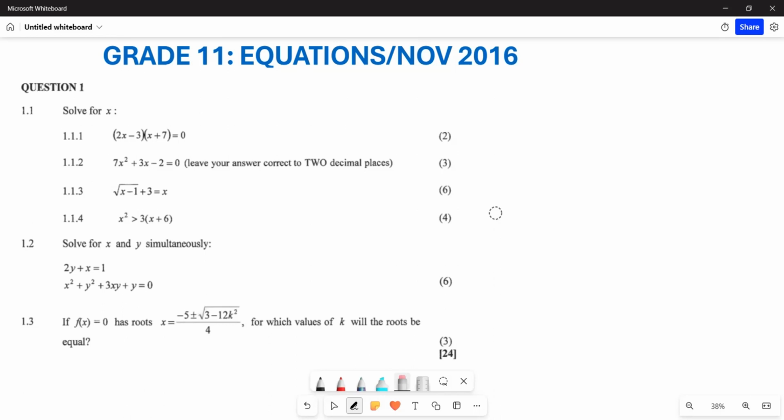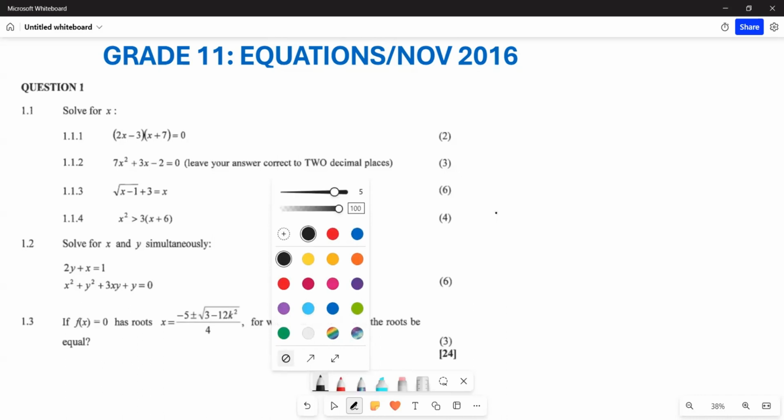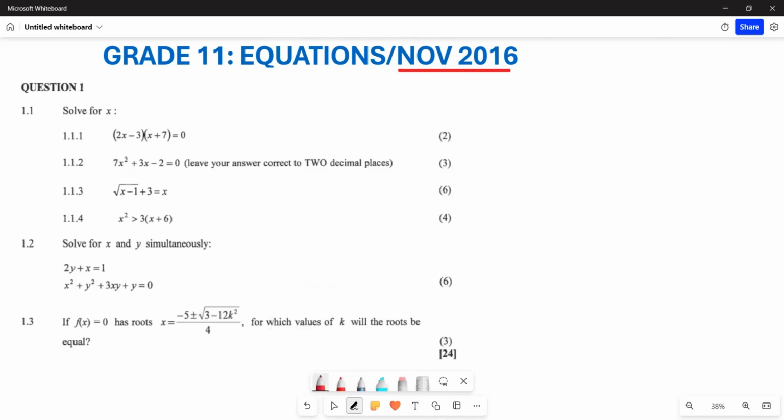Look, what we are going to be examining today is our equations. We are going to be examining our November 2016 paper to try and understand how we go about solving these types of questions. Now, let's go straight to 1.1.